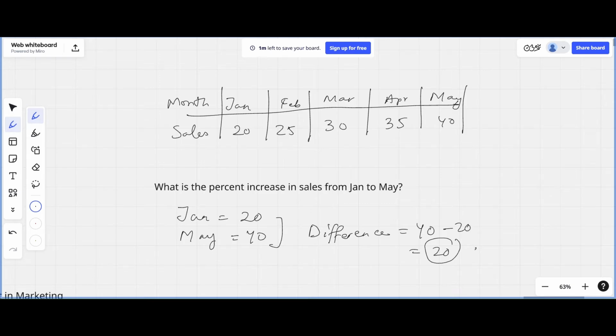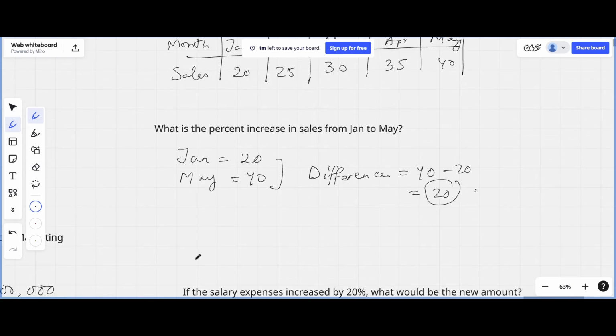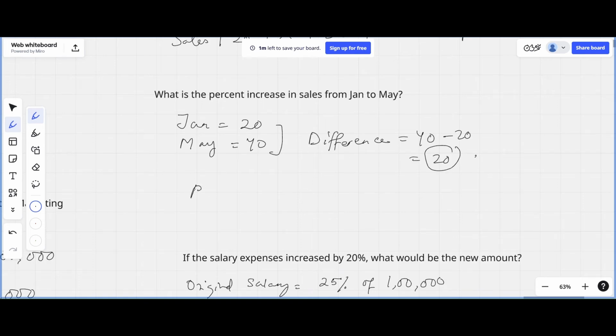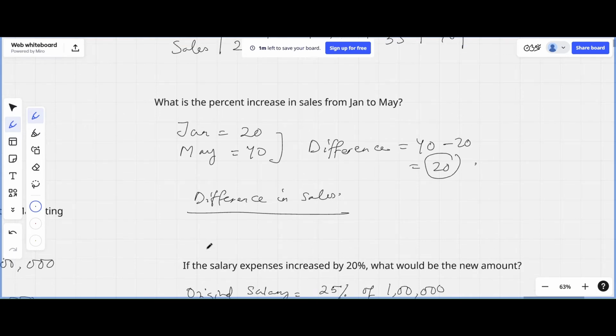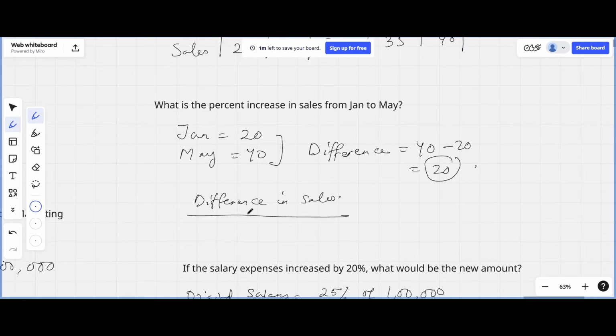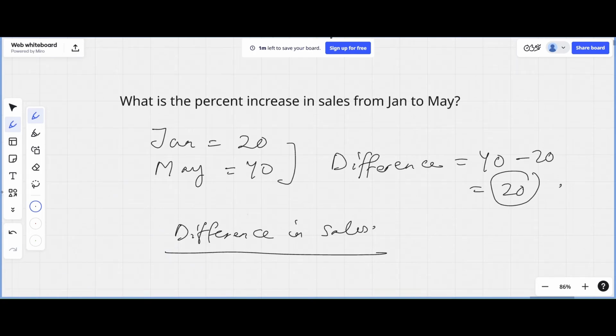Or if you want, you can do it like this: difference in sales divided by January. See, there is one rule in maths. You will always base it on the first one, because it says from January to May. So your basis will be January. Difference in sales divided by sales in January.